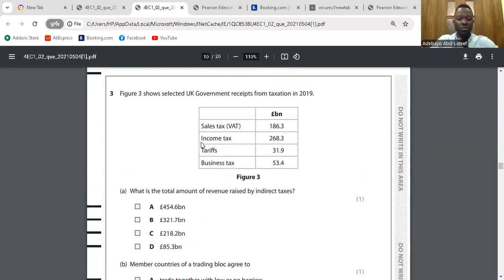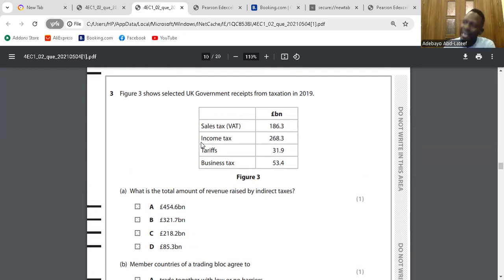It said, what is the total amount of revenue raised by indirect taxes? Indirect taxes are taxes on consumption. And when we have two taxes on consumption, then we have the value-added tax, which is an indirect tax, and we have the tariffs, which is on importation. So these are the two taxes for consumption.